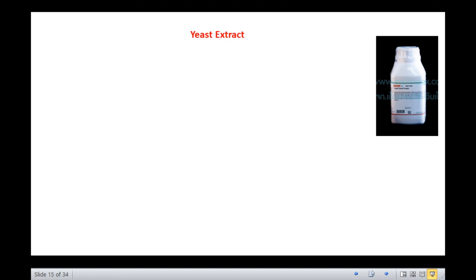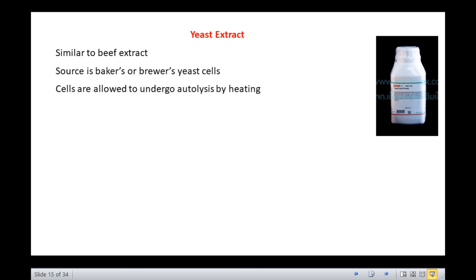The next component is yeast extract. Yeast extract is similar to beef extract except that the source here are bakers or brewers' yeast cells. These cells are allowed to undergo autolysis by heating, which is followed by removal of cell wall. The extract is then concentrated to form a paste or dried to be supplied as powder. Yeast extract can be used in the place of beef extract in culture media.